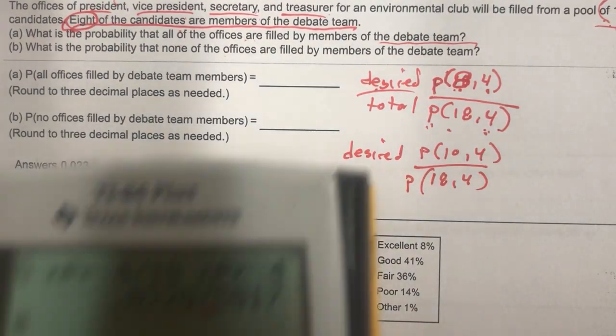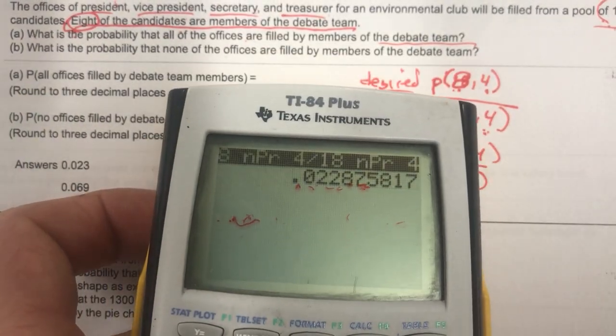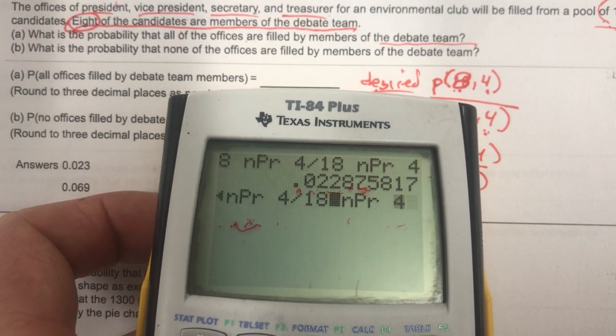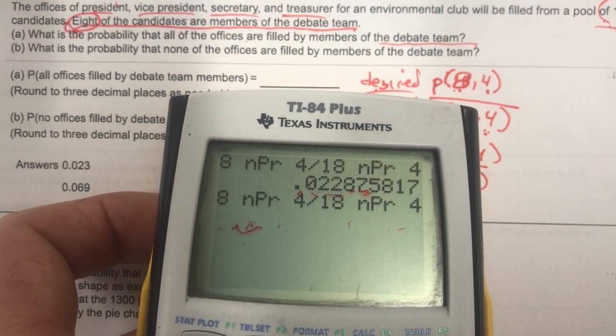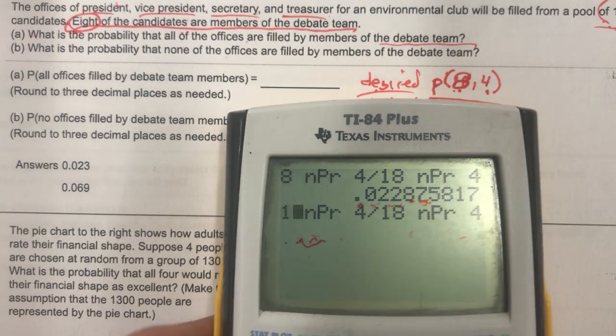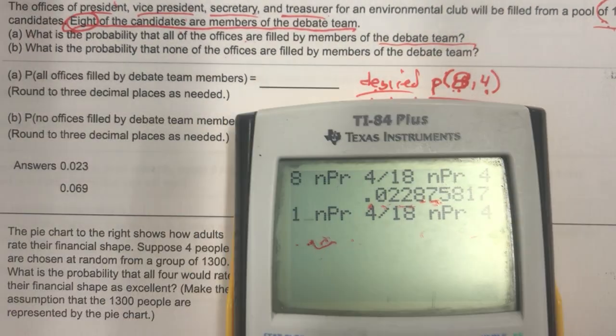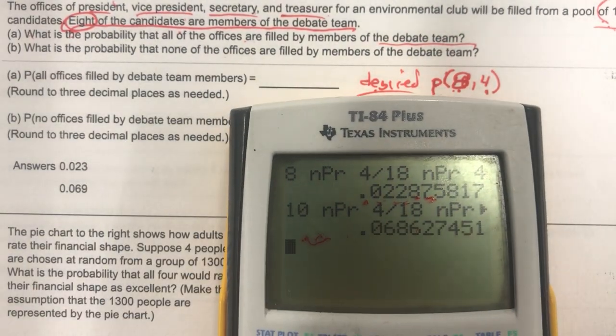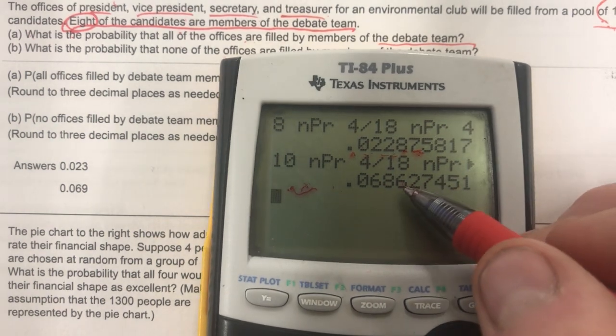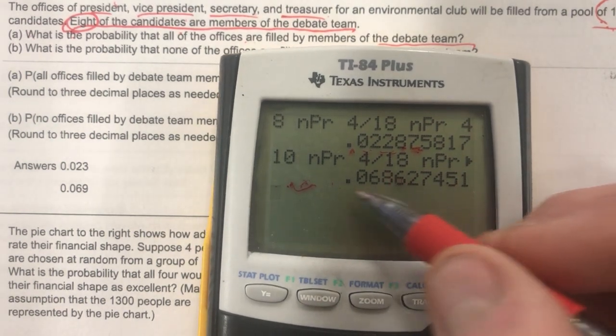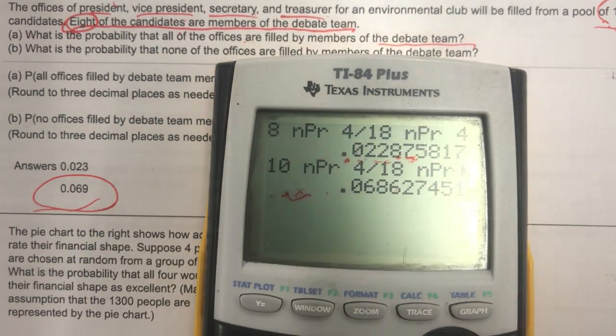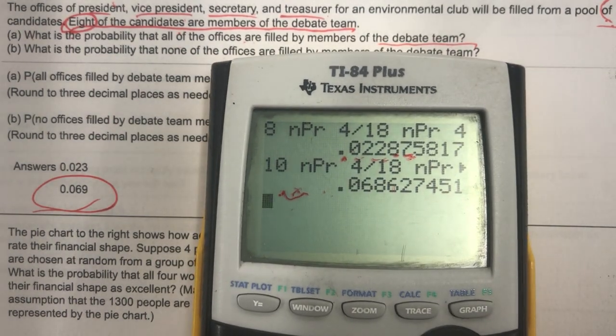Okay. Now what I can do, since I just punched this in a minute ago, is change my 8 to a 10. There you go. And it comes 0686. This 6 makes the 8 go up to a 9. 069. And right there it is. Okay.